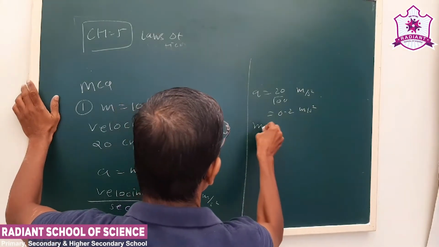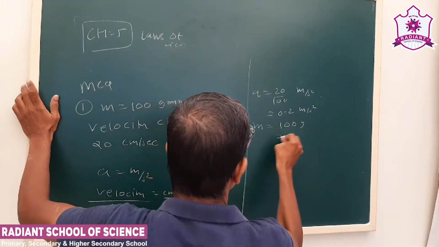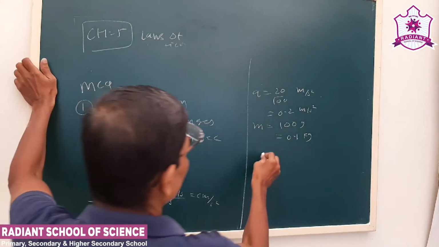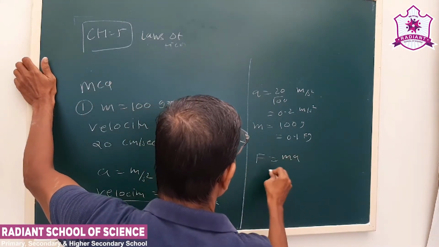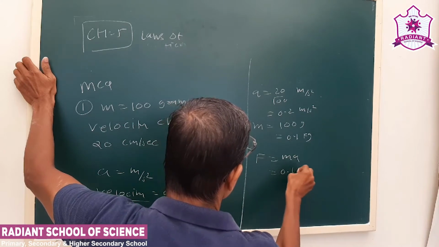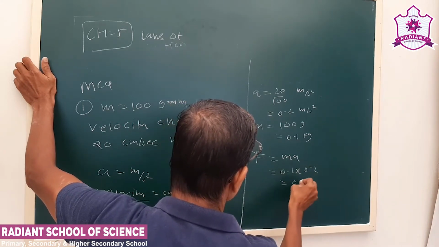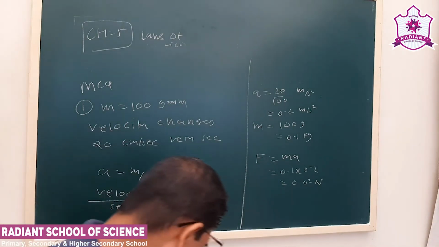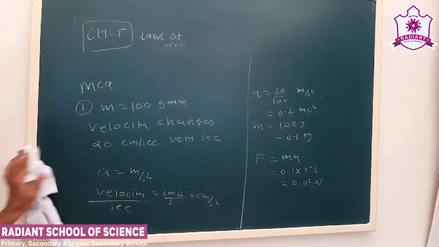Mass is given 100 gram, that is 0.1 kg. We generally use MKS units. Now see what is the value of force. F is equal to ma. So force turns out to be 0.02 Newton. Okay, this is how we can solve. Now see the next MCQ.